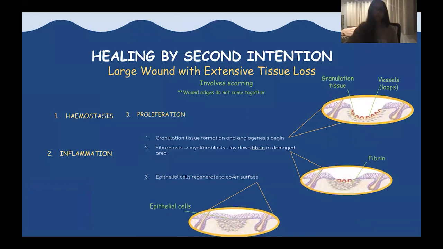But in the stage of proliferation, you get that granulation tissue that forms, angiogenesis that happens, and then you also get fibroblasts, which then become myofibroblasts, and they will lay down fibrin in the damaged area. So kind of similar to first intention where you had a fibrin joint, you also get fibrin that's laid down in this damaged area, although it's just a more extensive or larger area of damage. And then you get the epithelial cells that grow over the top, similar to first intention as well.